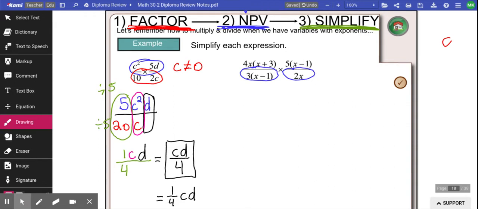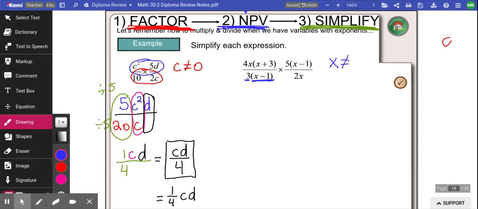Looking at the first one, I have 3 times x minus 1. We're going to look at 3 first because that's the monomial. Just 3. Is there any way that 3 would change to be 0? No, because there's no letter attached to it. So 3 is going to be fine on its own. The next thing I'm going to look at is x minus 1. I'm going to ask myself, what value would make that equal 0? If x equaled 1, that would become 0. That means one of my NPVs is x cannot equal 1. It would cause me to divide by 0.